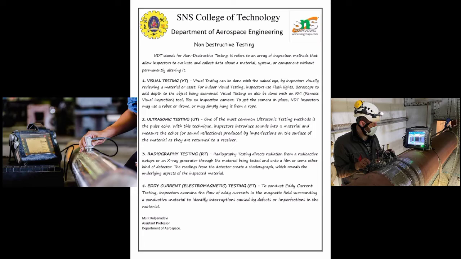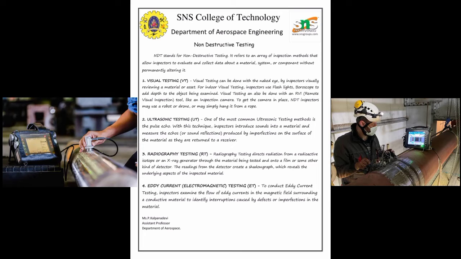And the next one is eddy current testing. To conduct eddy current testing, inspectors examine the flow of eddy currents in the magnetic field surrounding a conductive material to identify the interruptions caused by defects or imperfections in the material.